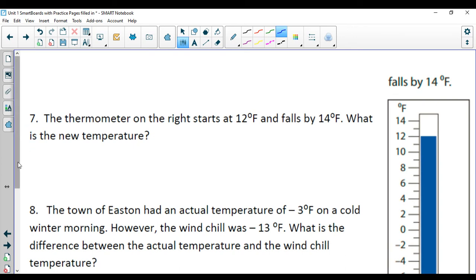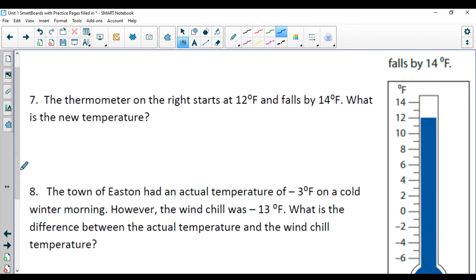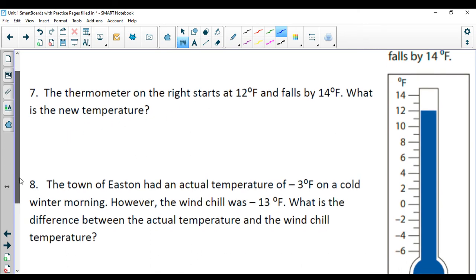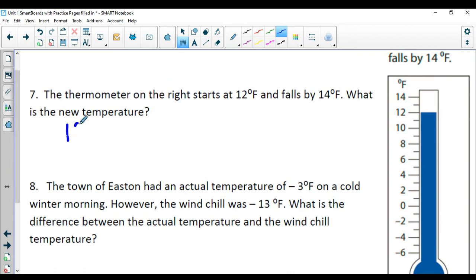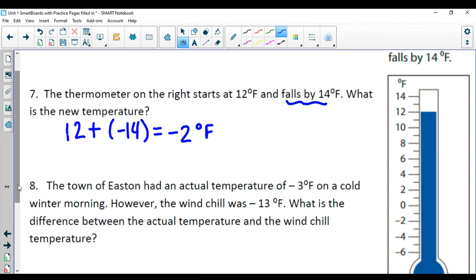In examples 7, 8, and 9 here, we just have for you a couple word problem type ones. Remember, word problems deserve word answers, so as we are going through these, you want to make sure that these all have words or some sort of label with them. Number 7, the thermometer on the right starts at 12 degrees. That's our starting spot, and it falls by 14. A fall would be a negative number then. So 12 plus a negative 14 is going to give you a negative 2, and then it's talking about temperature, so we're going to label it degrees Fahrenheit.